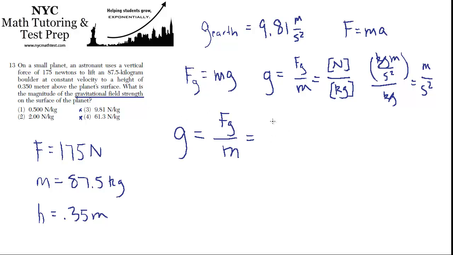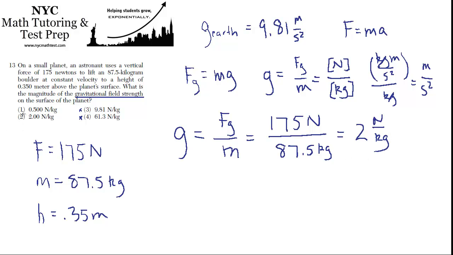So the force of gravity is 175 newtons. And that's being divided by the mass of the object, which is 87.5 kilograms. And that equals 2 newtons per kilogram. So the best choice is 2.